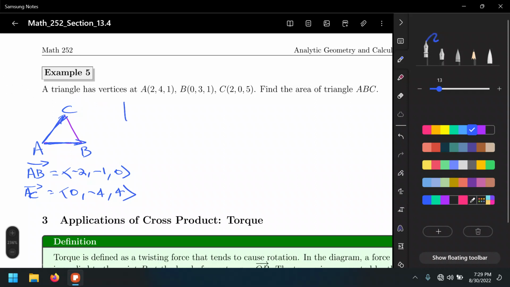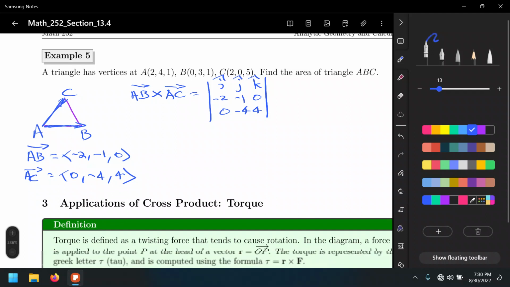So let's find the cross product between AB and AC. Not the absolute value bars, because that's not magnitude. I'm only finding first the cross product. So that's i, j, k. And in the correct order, write down the next two rows as the components of each vector. Negative 2, negative 1, 0, 0, negative 4, 4. All right. So that's how we set up this cross product. For the sake of time, since we already did a couple of cross products, I will just give you the answer. You should get negative 4i plus 8j plus 8k.